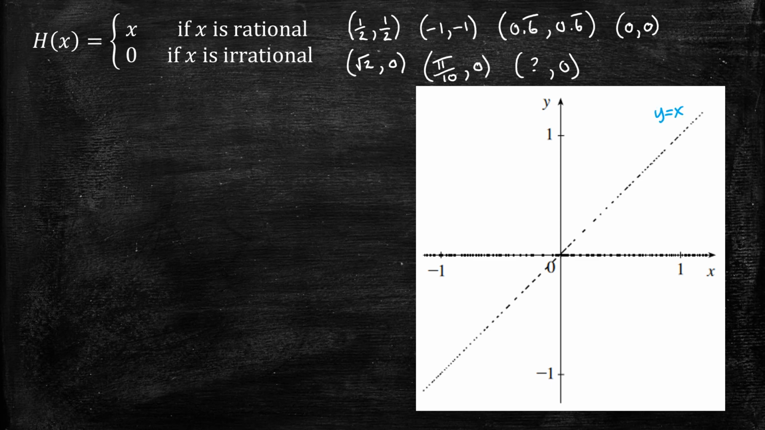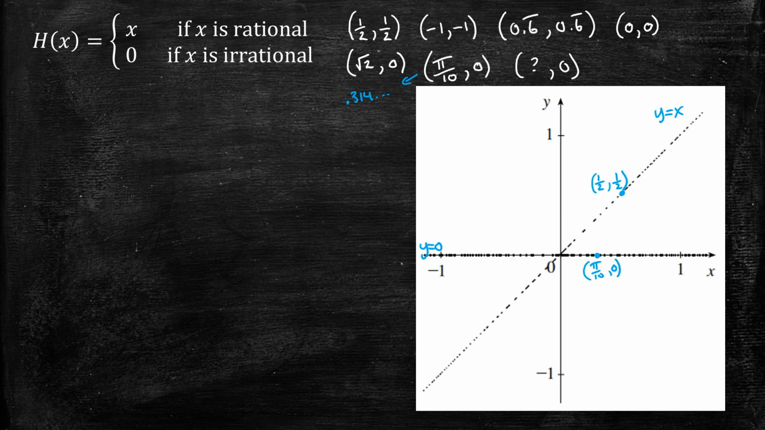Anything along the line y equals x has an x value that's a rational number, so half comma half. And anything along the line y equals 0 has an x coordinate that's irrational. So for example, pi over 10 is 0.314..., so it's somewhere around here. So this would be pi over 10 comma 0.